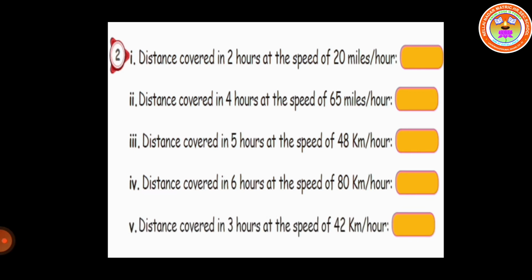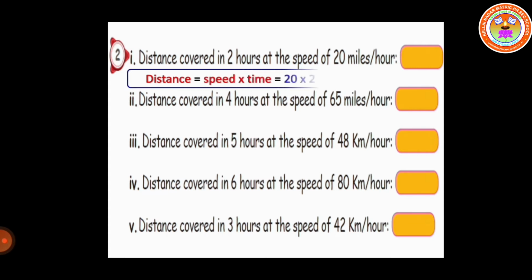Second one, they are asking distance covered in 2 hours at the speed of 20 miles per hour. What is the formula to find the distance? Equal to speed into time. So multiply both. 20 into 2, we will get 40 miles.